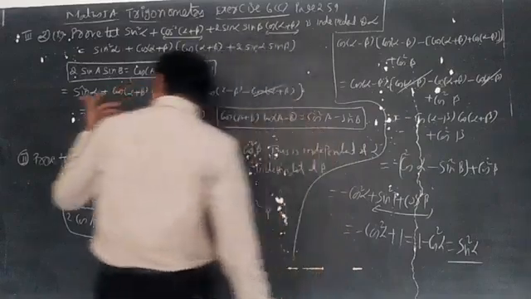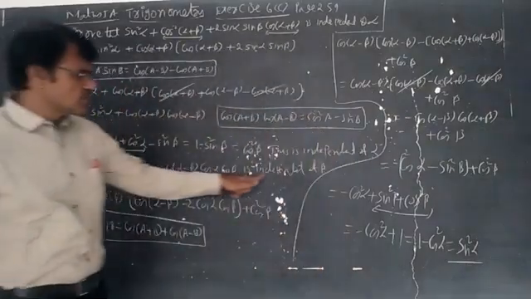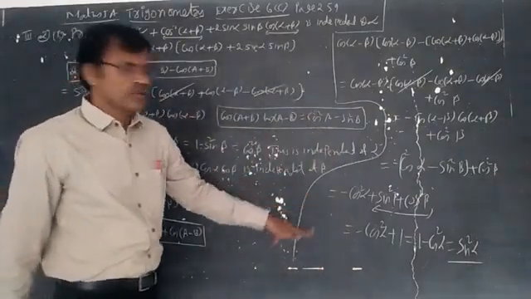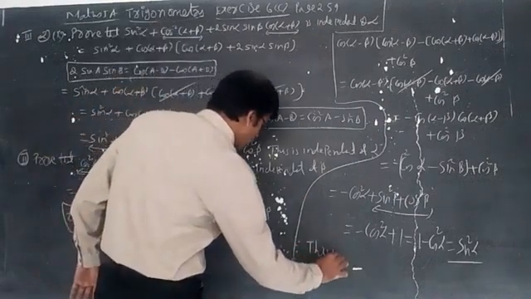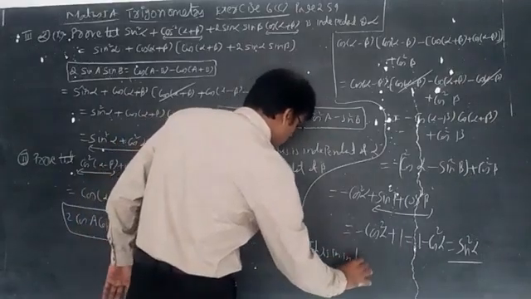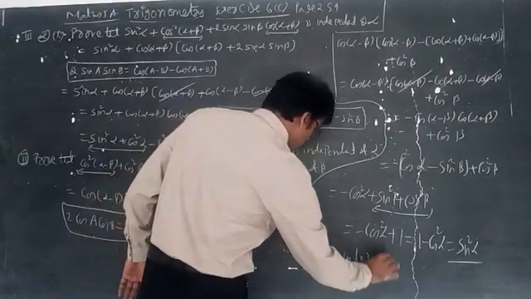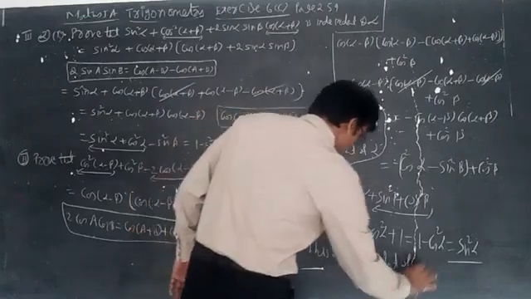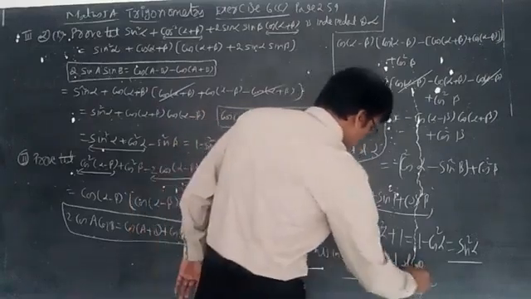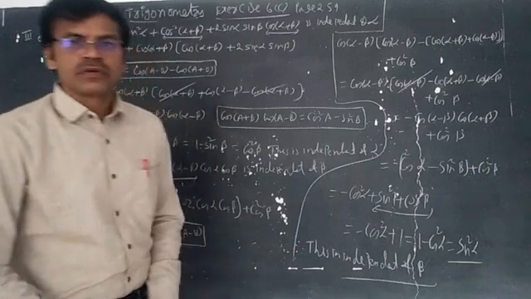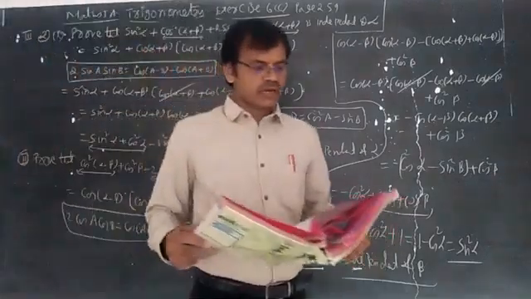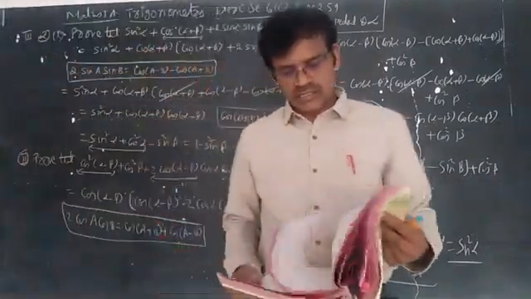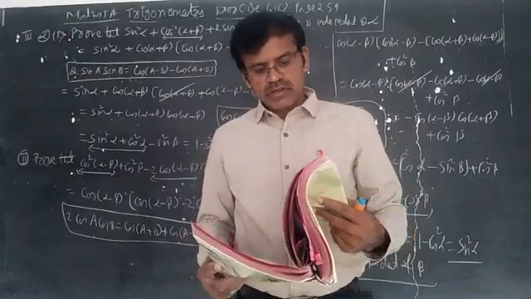In this question, what is asked? Prove that it is independent of beta. We did not get the value beta. Therefore, you can write this is independent of beta. So with this question, we have successfully completed page number 259, exercise 6C, Roman number 3.